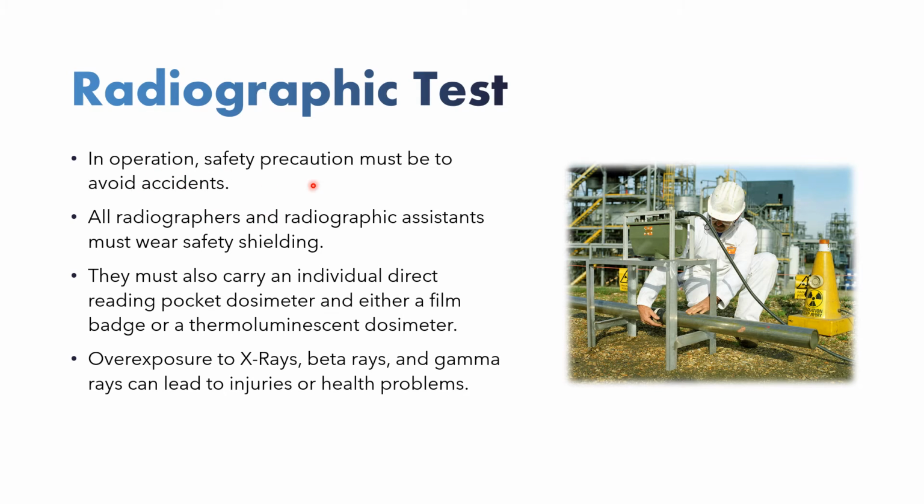In operation, you have to take safety precautions because we don't want any kind of accident with this radiographic test. Radiographic assistants have to wear safety shielding like this guy. They must also carry an individual direct reading pocket dosimeter, and either a film badge or thermoluminescent dosimeter.